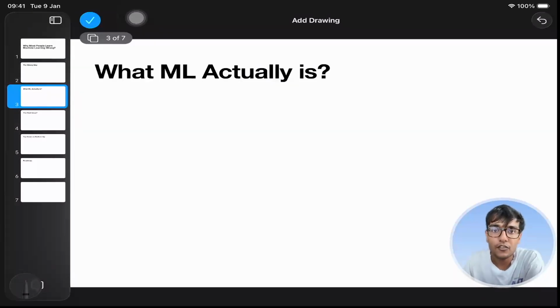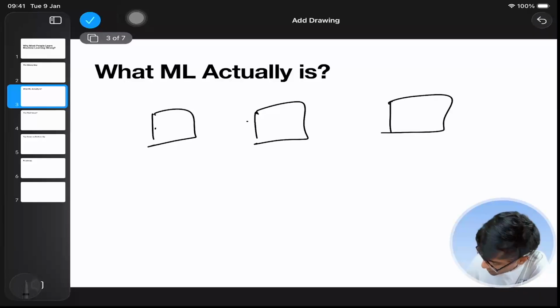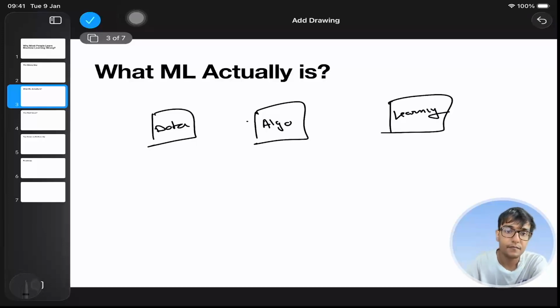So what is ML actually? In ML, we have three basic boxes. One is the data, one is the algorithm, and the third one is learning. Algorithm, or you can also say the model. So, if I ask myself what machine learning actually is, at its core, we have these three things: the data, the model, and learning.